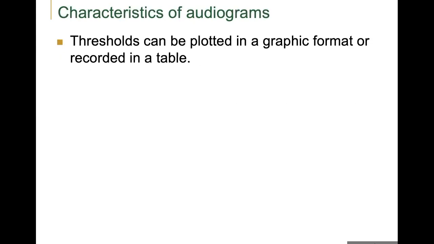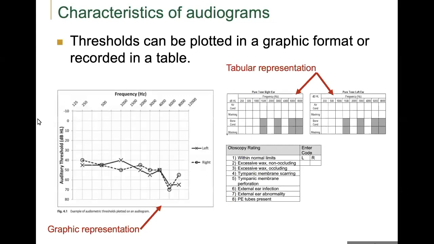So thresholds can be plotted in a graph, an audiogram, or in a table. Here's the graphic representation that you're all used to. You've got your frequencies along the x-axis, and you've got your decibel or threshold on the y-axis. You've got your x's that make up your left ear and your circles that make up your right ear. If this was color, x's would be blue and the circles would be red.